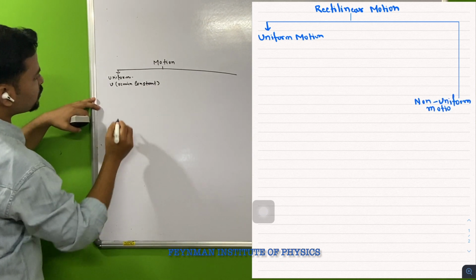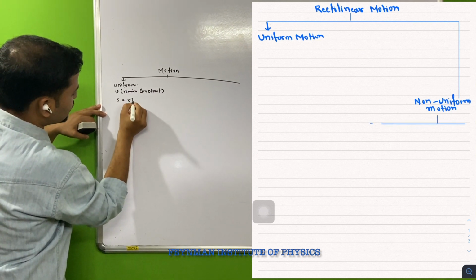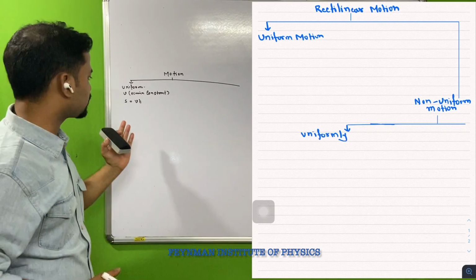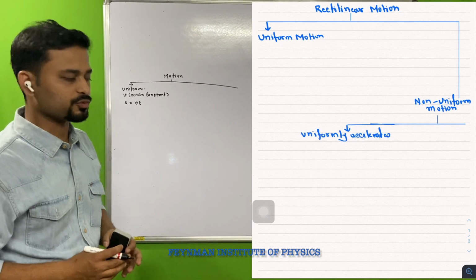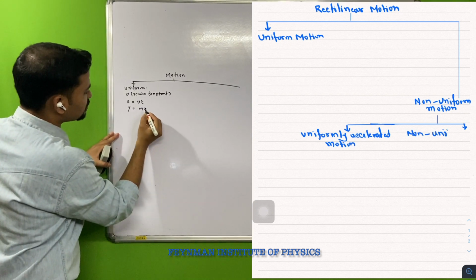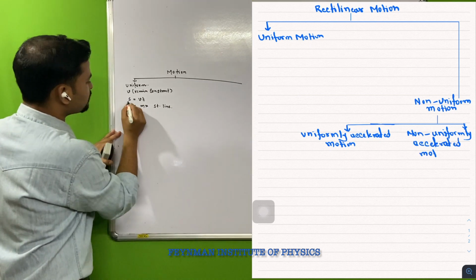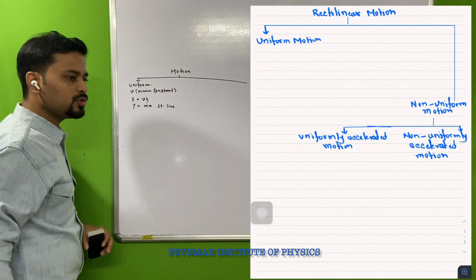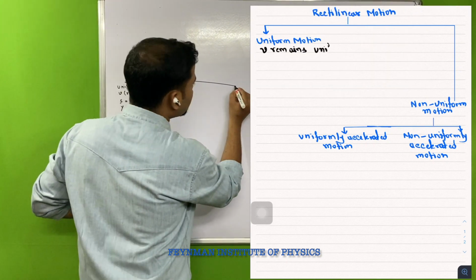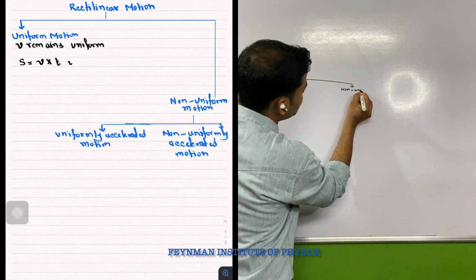Now this kind of motion is actually represented by the equation S is equal to Vt. That is, the displacement in this kind of motion is represented by the equation S is equal to Vt, and we know that this is in the form of y is equal to mx. So this is an equation of a straight line. So obviously if we plot a graph between S and t, then we are going to have a straight line. And the second kind of motion is non-uniform motion.